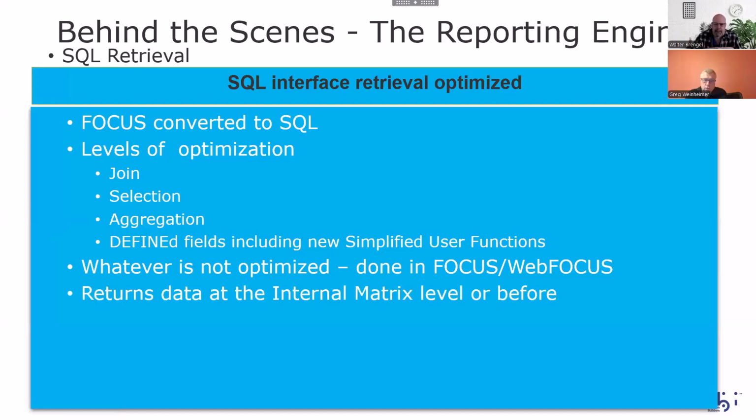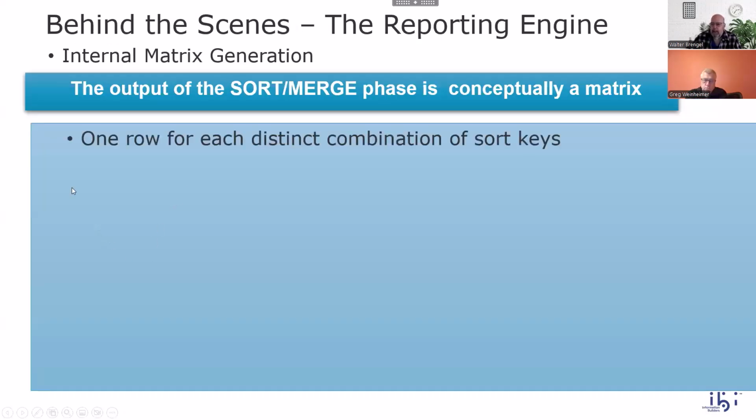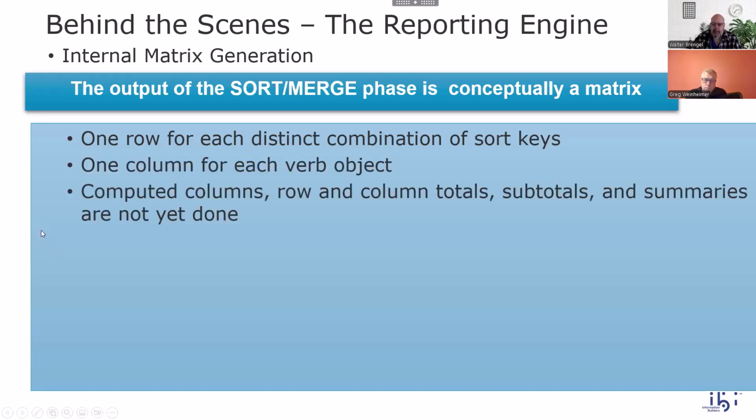The result set of your select statement will then basically become the internal matrix, the FOCSORT. All right, so in the FOCSORT, the internal matrix, we get 1 row for each distinct combination of sort keys, 1 column for each verb object, any computed columns, row and column totals, subtotals, and summaries. They're not done until after the matrix is created.